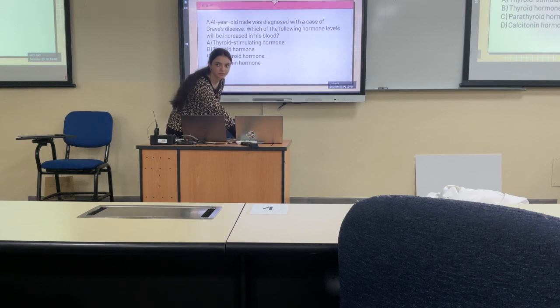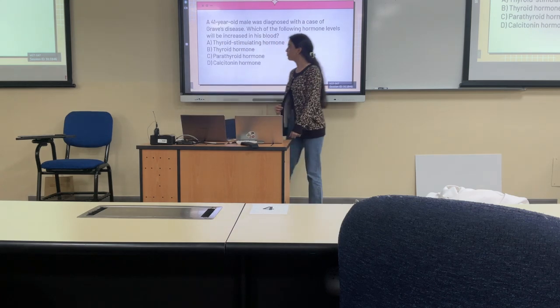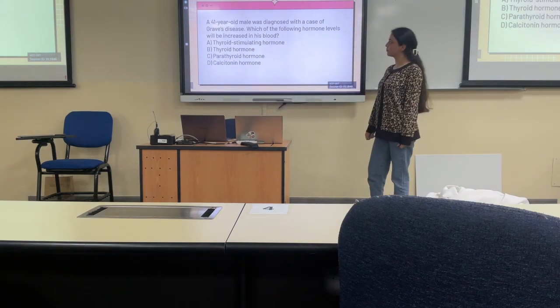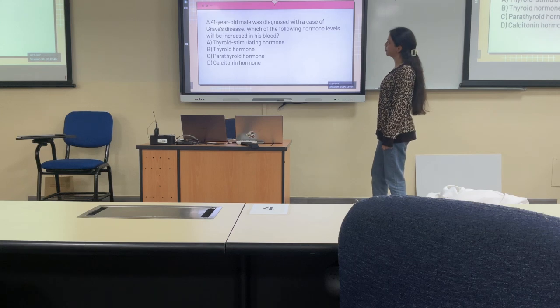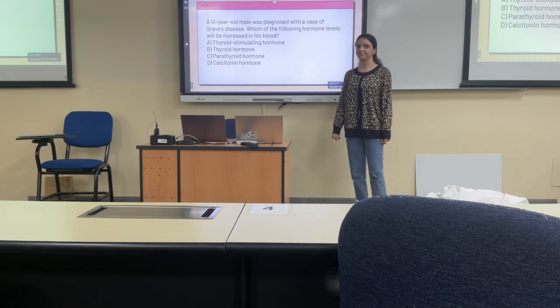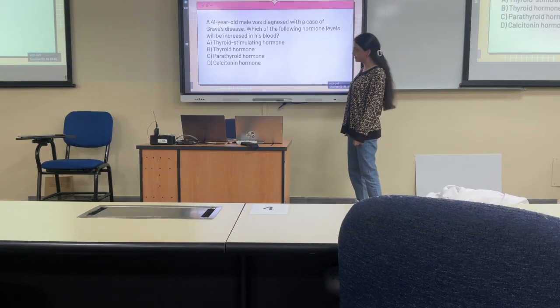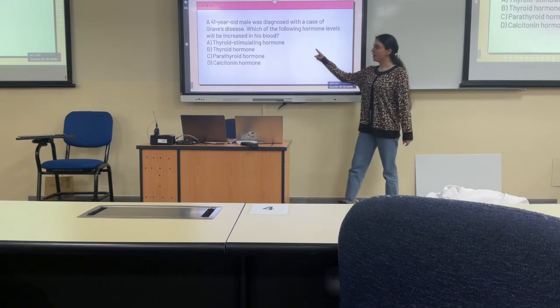Who's gonna answer? You read the question. A 41-year-old male was diagnosed with a case of Graves' disease. Which of the following hormone levels will be increased in his blood? A. Thyroid-stimulating hormone. No. Yes. B. It is B. That's true. Why is A wrong?